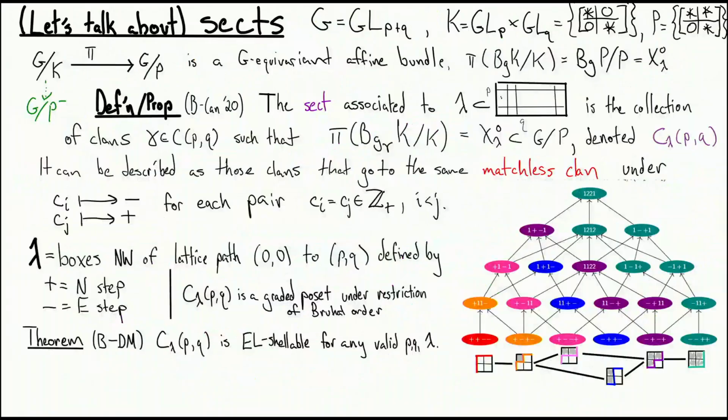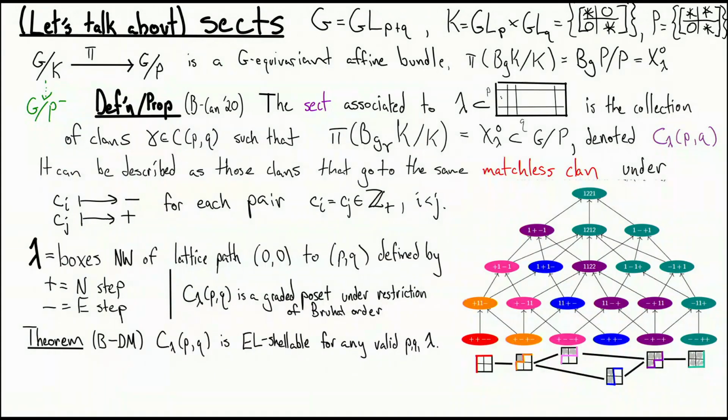So to get something that seemed like it would work a little bit better, we retreated not to intervals, but to these things called sects. And so I'll tell you what a sect is briefly. You have these projection maps. Because GL_p cross GL_q, you think of it as diagonal matrices, it projects into the quotient by a parabolic, so into the Grassmannian. This is an equivariant line bundle.